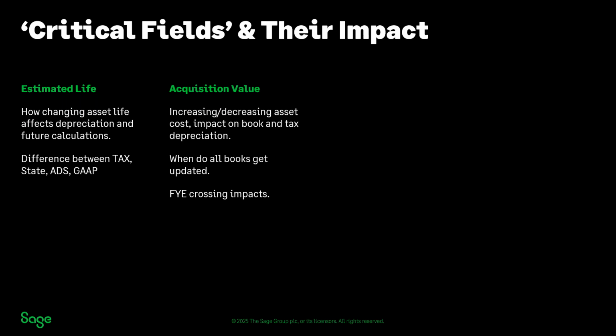Acquisition value. This is probably the biggest critical field that gets adjusted. Why? Because we always have an increase or decrease on this asset cost that impacts the book and the tax depreciation. So when we're talking about acquisition value, we're talking about late invoicing. Maybe it didn't get moved over from CIP on time. Maybe we found something in AP or PO that was stuck in there a long time ago, so we're finally getting around to cleaning it up, and we noticed, oh my gosh, this needs to go against this asset. So we need to go back into the system.